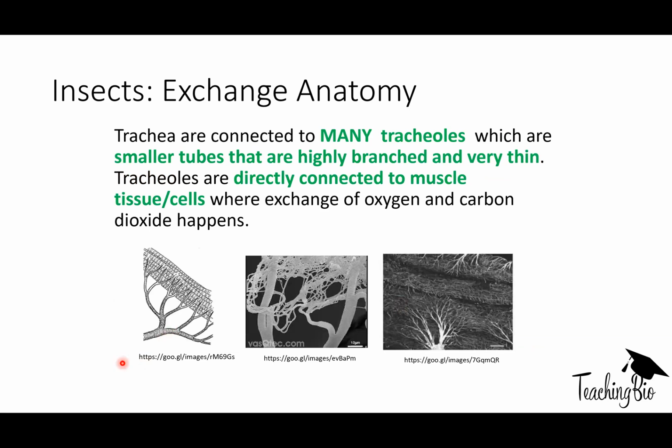Then the trachea connects to these tracheal tubes. So here we can see the structures of them. These are much smaller tubes and are very highly branched and also very thin. So again, as you can see from this terminology here, these are the kind of words that you want to be using in the exam to be describing the tracheoles compared to the trachea. Because they are highly branched and because they are very thin, it means that diffusion can happen faster. The tracheoles are also directly connected to those muscle spindles, cells, tissues, etc., so that exchange can rapidly happen because it's right next to it.